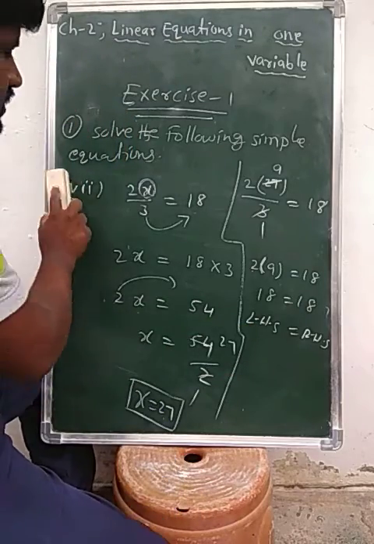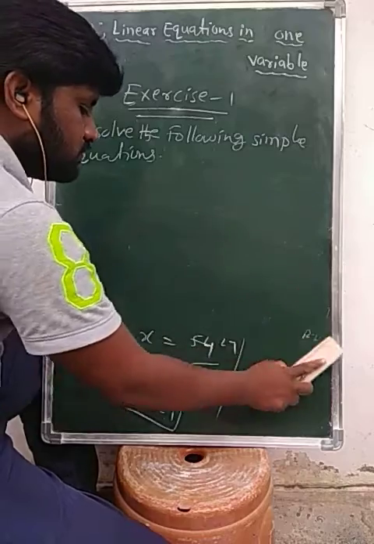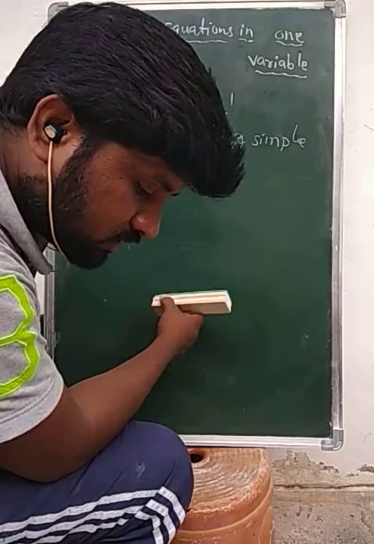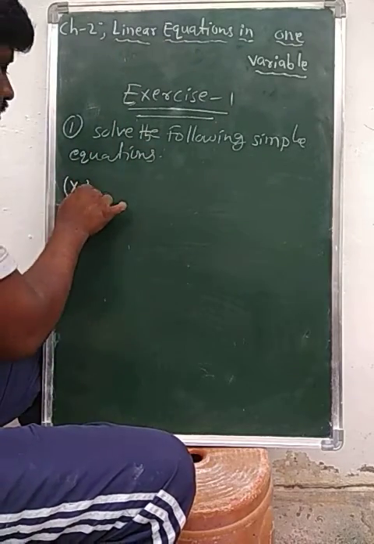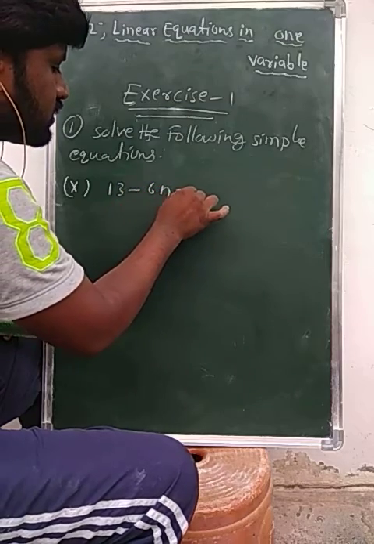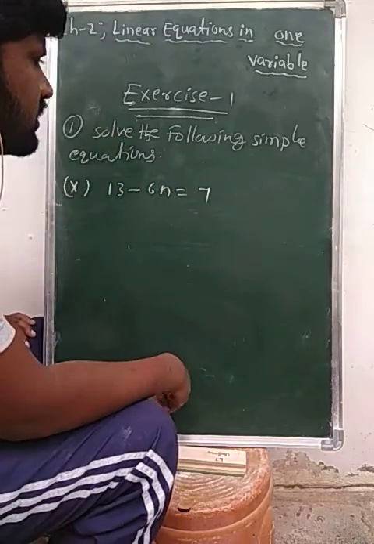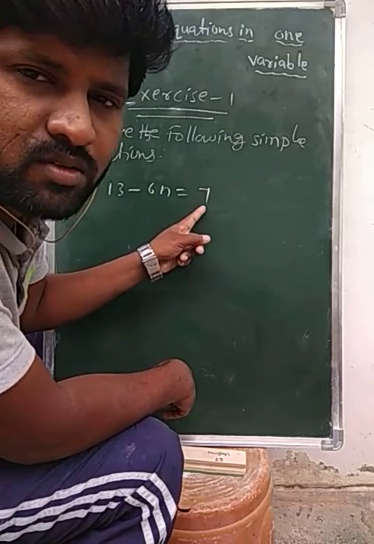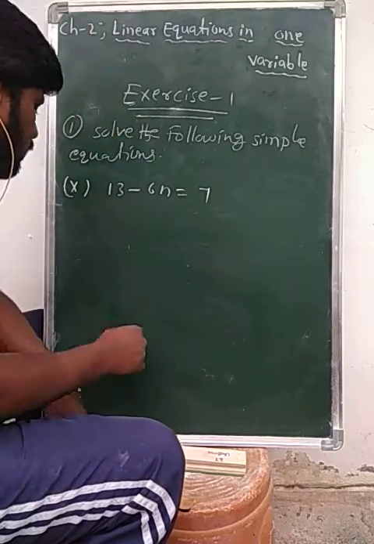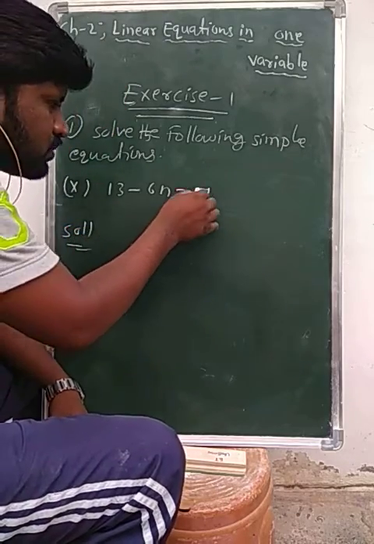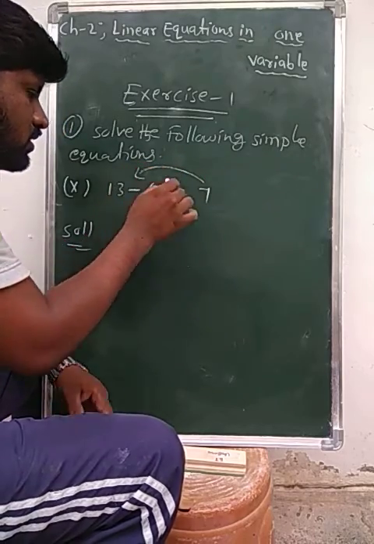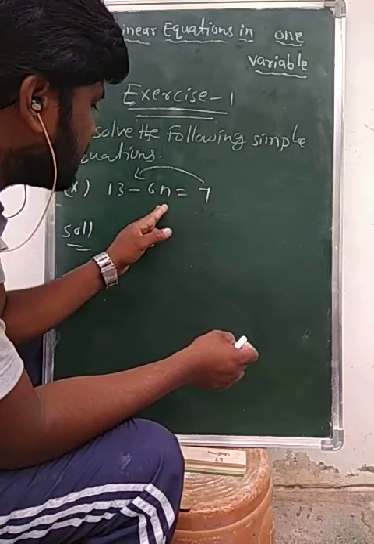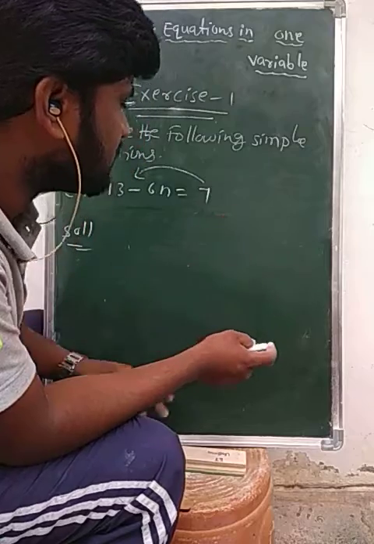Okay, let us discuss more examples. Question number 10. The equation is given: 13 minus 6n equals 7. What is the equation? 13 minus 6n equals 7. Now what I am doing here, transposing 7 from RHS to LHS. I mean, left side LHS part equals right side RHS part.